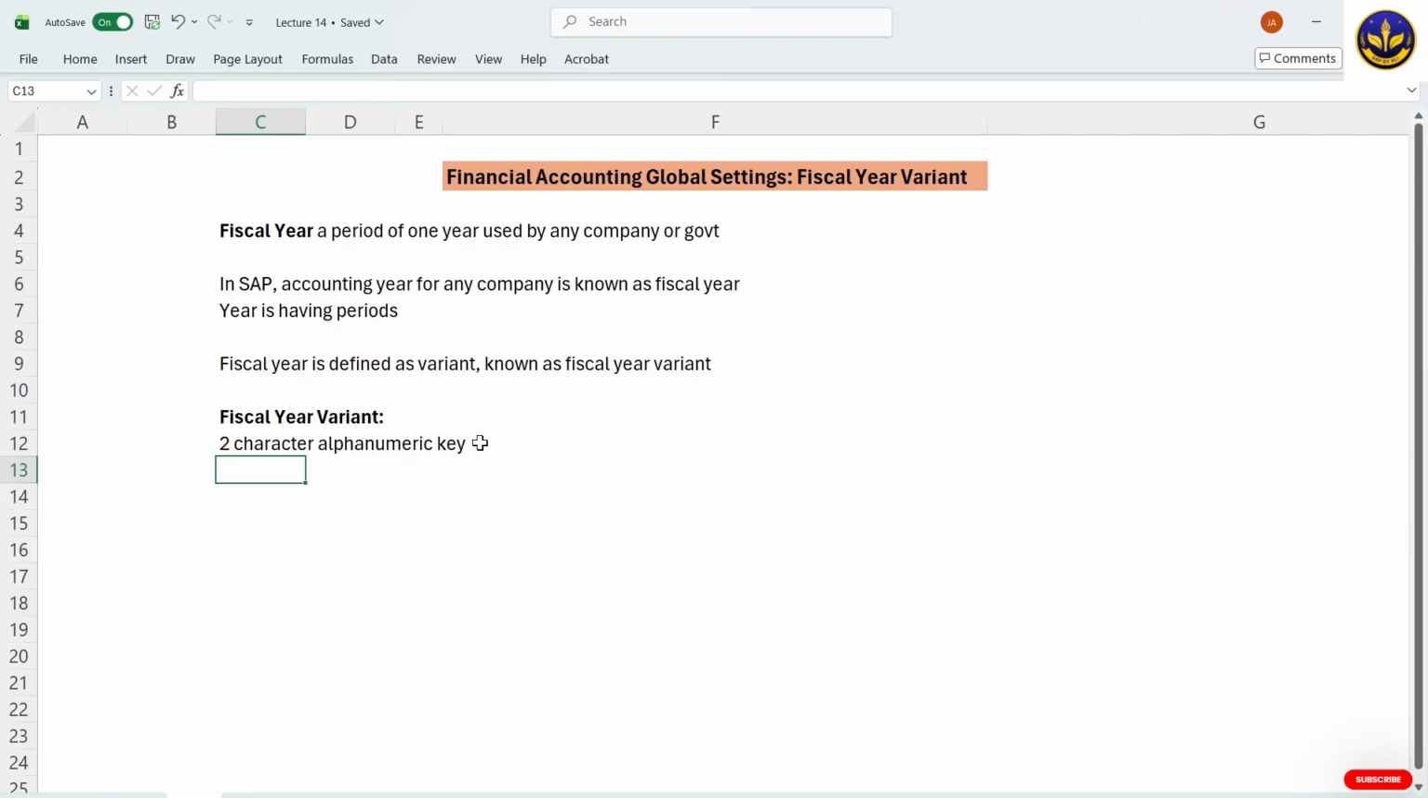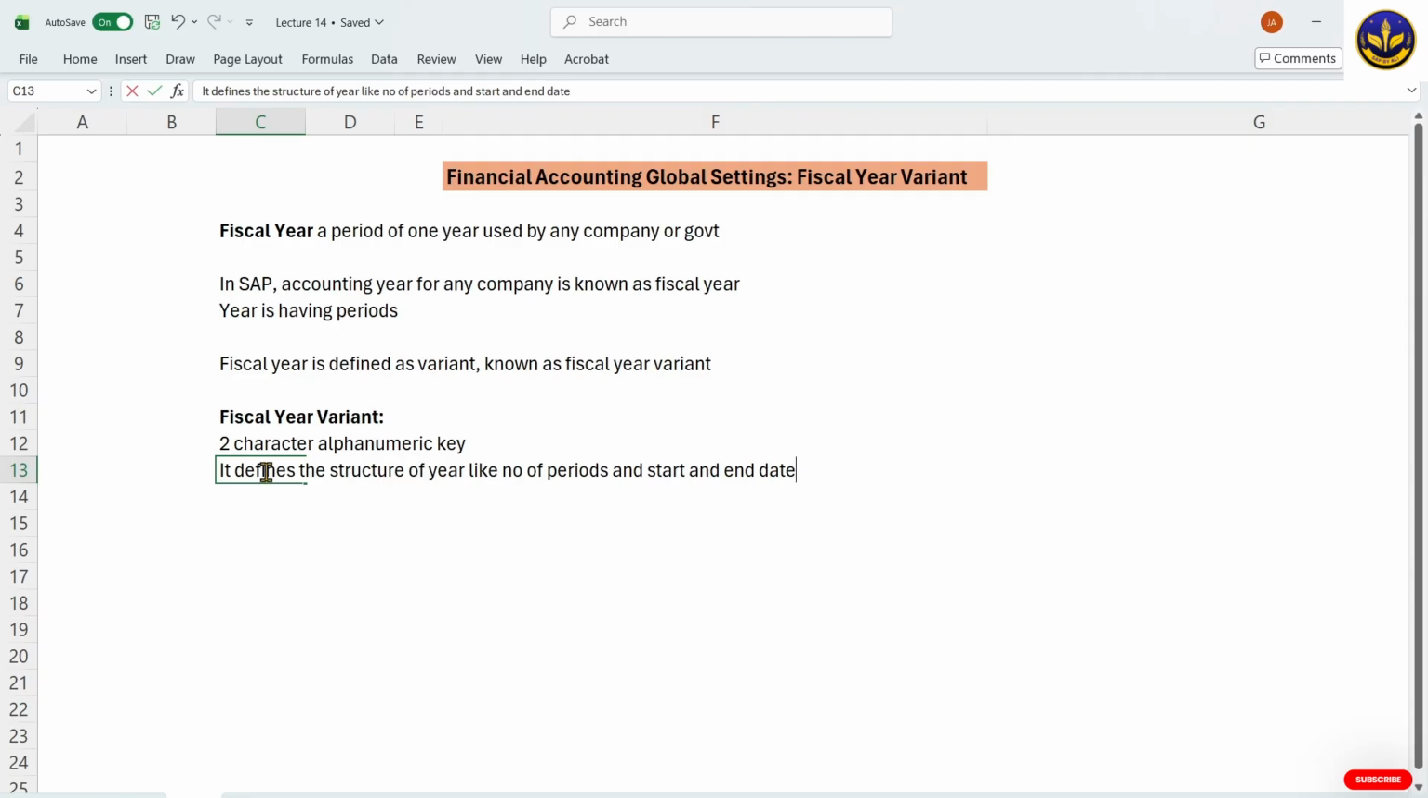And what does this fiscal year variant actually do in SAP? It defines the structure of the year, like the number of periods a year would have, and the start and end date of the year. So basically this fiscal year variant will tell how many periods one particular year would have in SAP and what would be the start date or the end date of the year.